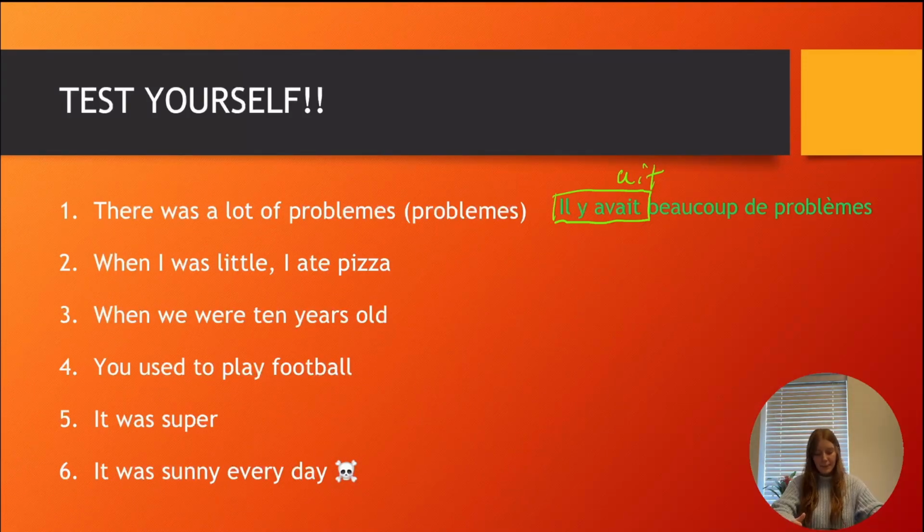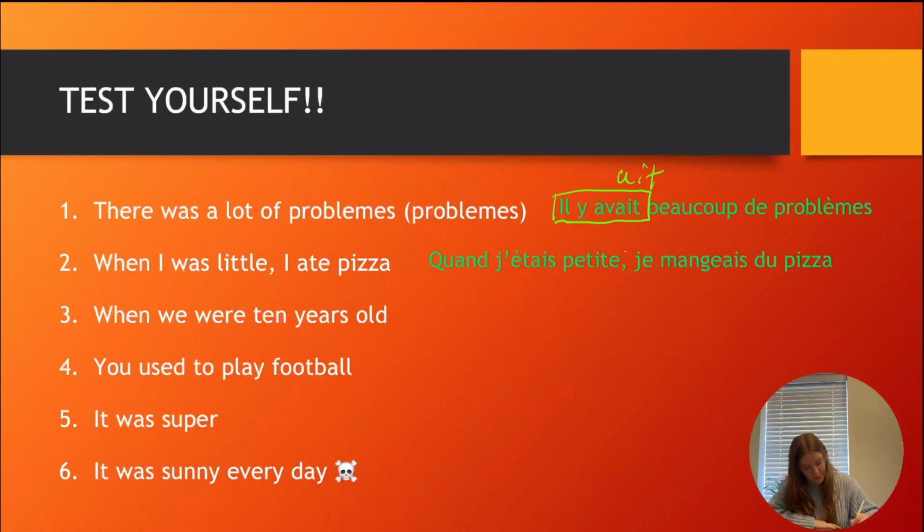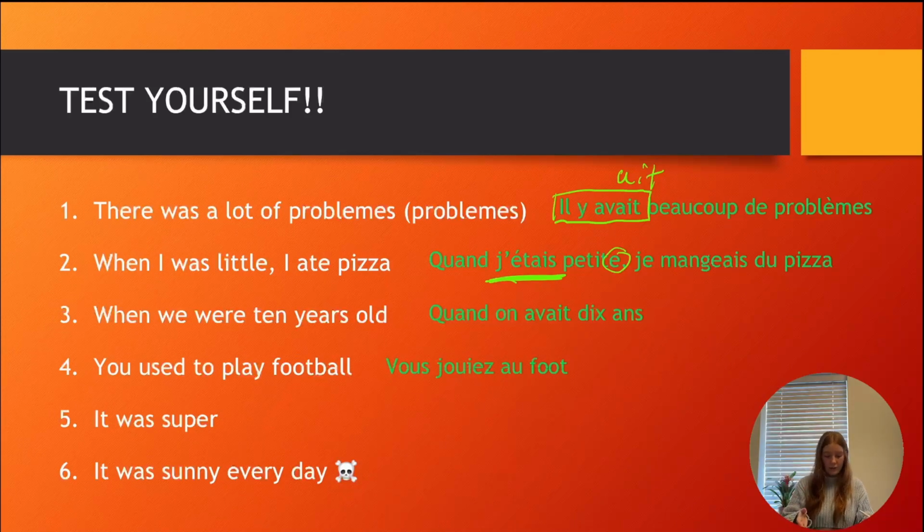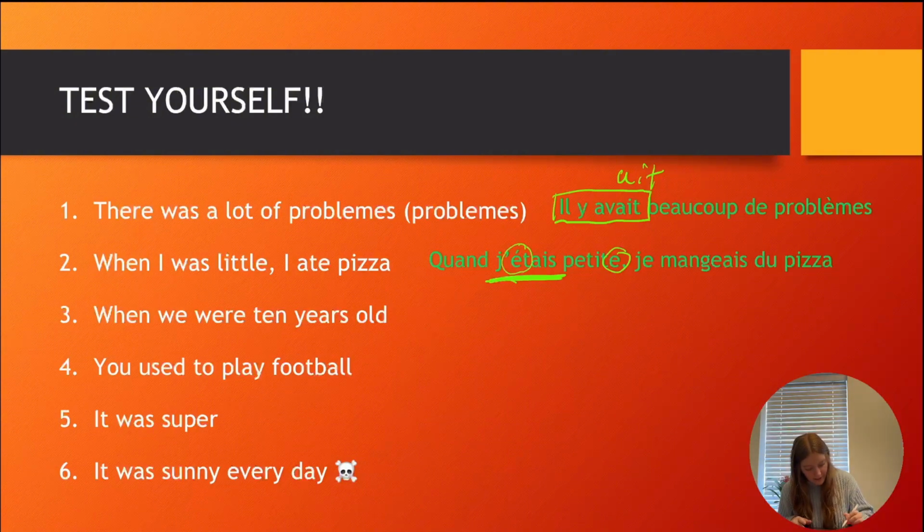When I was little, I ate pizza. So, quand j'étais petite, je mangeais du pizza. So obviously I'm female, so I'd say petite with an E, but if you're male, you don't need that E. You say quand j'étais petit, just depends on the gender of the pronoun, so who you are. So j'étais, because we're using the je form of être, and obviously être is irregular, as we saw, spoiling a bit there for you. And because être is irregular, we have this stem, which is É, T, and then we add the normal endings, AIS, okay? Quand j'étais petite, je mangeais du pizza.